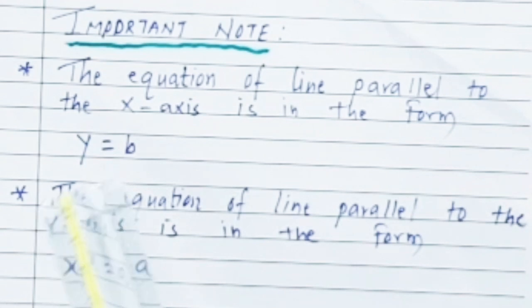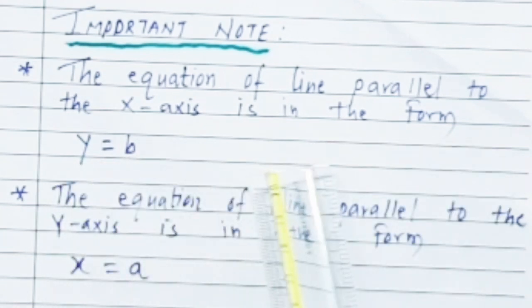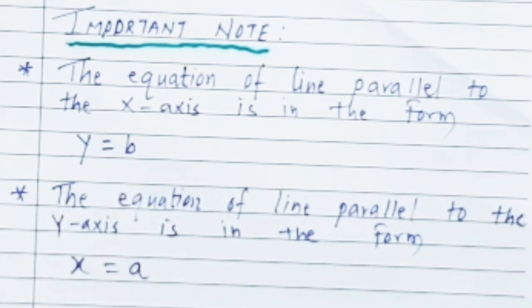Important note. The equation of a line parallel to the x-axis is in the form y is equal to b, where b is a y coordinate, and the equation of a line parallel to the y-axis is in the form x is equal to a, where a is an x coordinate.